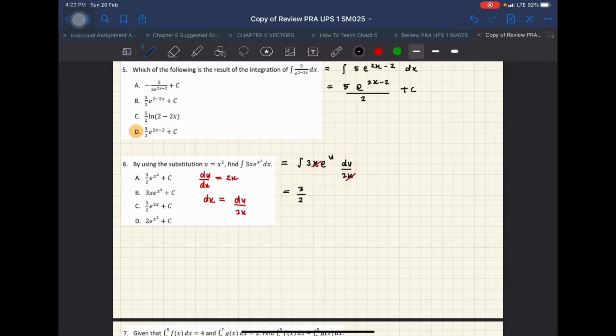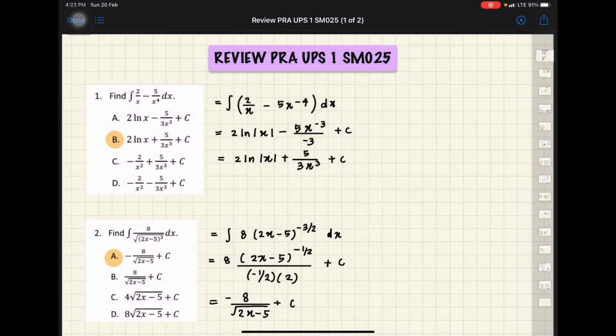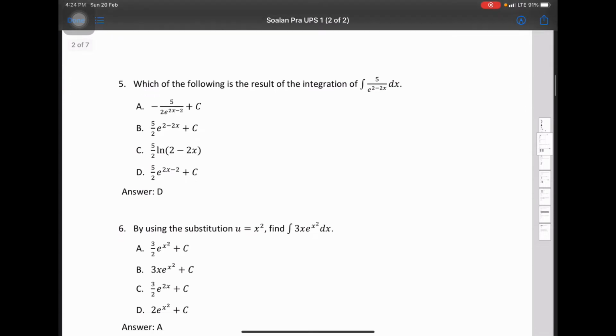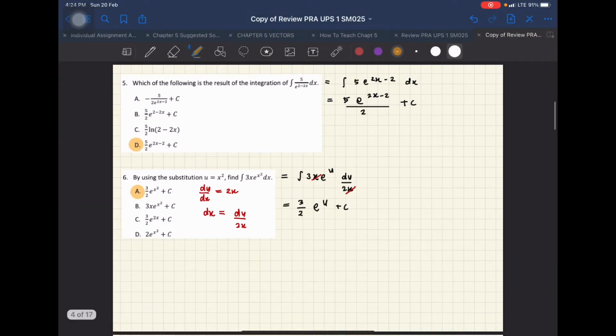So boleh integrate terus, awak akan dapat e^u tambah c. So substitute balik u awak. Okay, you don't have to write it down. So your answer will be E. Oh, is it A? Sorry guys. Oh, it's A. Betul. Is it A? Why do I get the different answer? Oh, betul lah. Okay, jawapan kita akan jadi A.